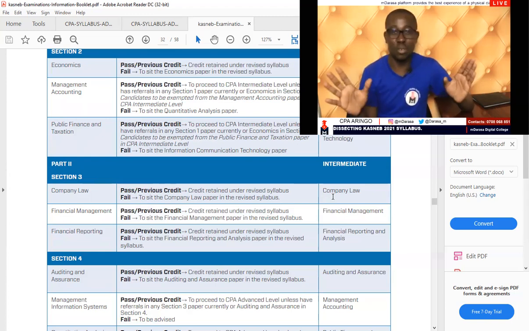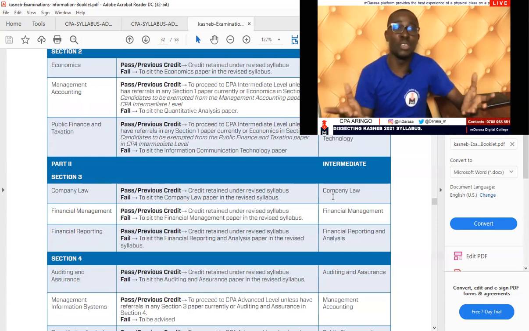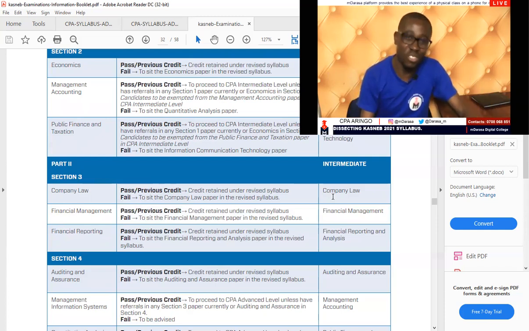So don't say that this is theory. You might say that this is theory, but where are you going to get the content? Or where are you going to get the notes if you don't have the notes under the revised syllabus?